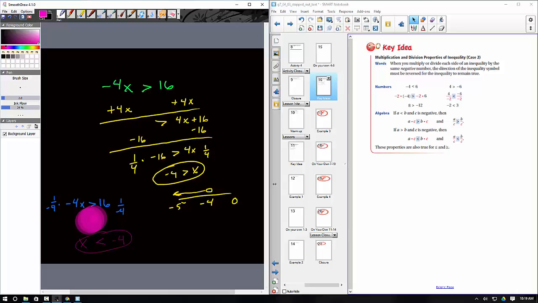Notice I got the exact same thing that I got up here. But on this one, at least, you can kind of see why it's happening. On this one, you're kind of taking a leap of faith, and you're just saying, because I'm dividing, I have to flip the sign. And you don't really know why. So this property, this special case number 2, is saying, hey, there's definitely an easier way to do this. You could just flip the sign.